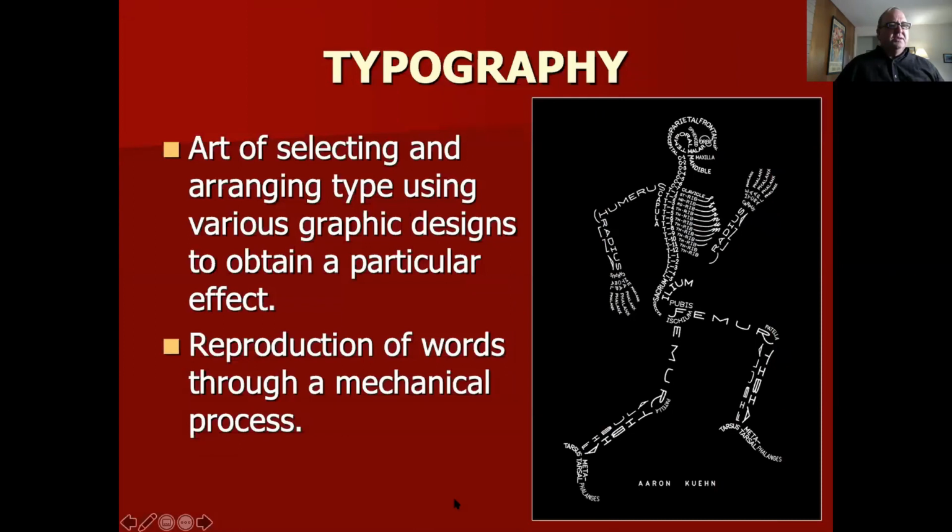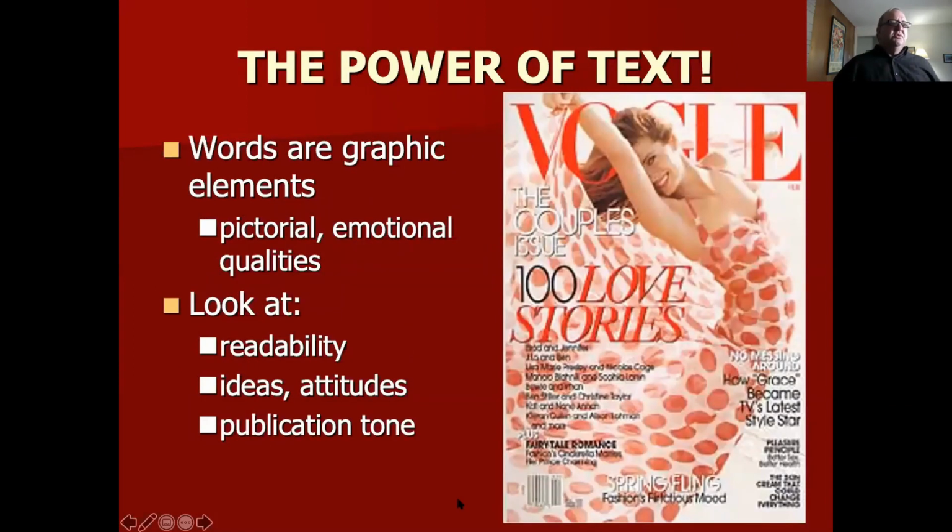I don't know why it does this. Anyway, so let's talk about text a little bit. When you use text, words are actually graphic elements. They're not just the words. They are pictorial. They have certain emotional qualities. And when people select type, they look at things like readability, the attitudes and ideas that they're trying to portray, and also the overall tone, say, of a publication like a magazine.